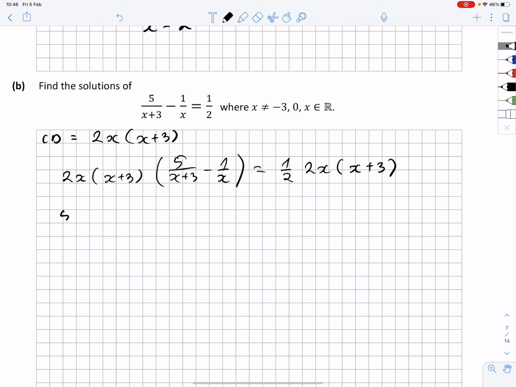We will have 5 multiplied by 2x. So we multiply 5 over x plus 3 by 2x times x plus 3. So this term and this term cancel. So we have 5 multiplied by 2x. I'm just going to write this as is and simplify further later. For the next set, we have minus 1 over x. The x in the denominator will cancel with the x in the common denominator. So we will end up with minus 2 times x plus 3.